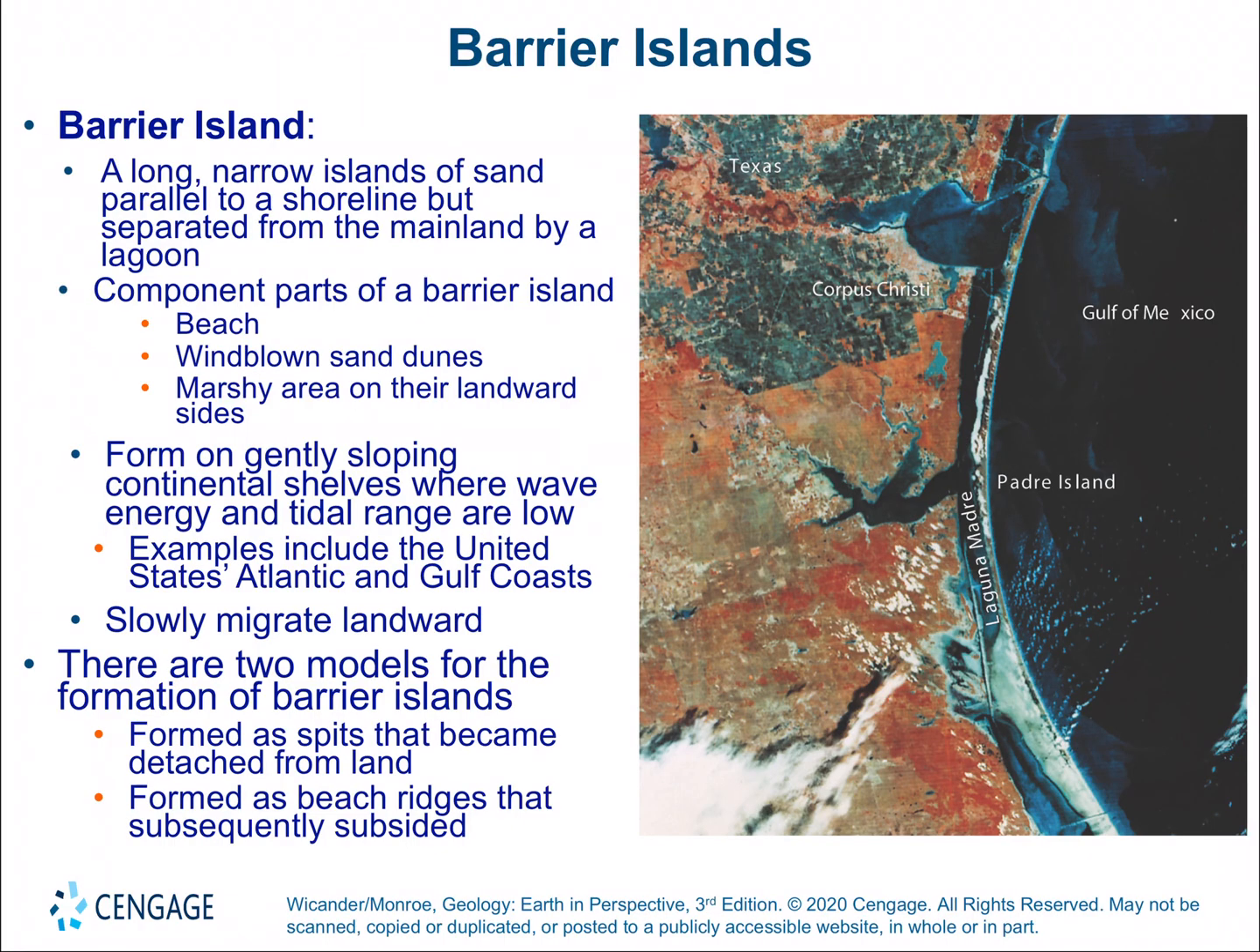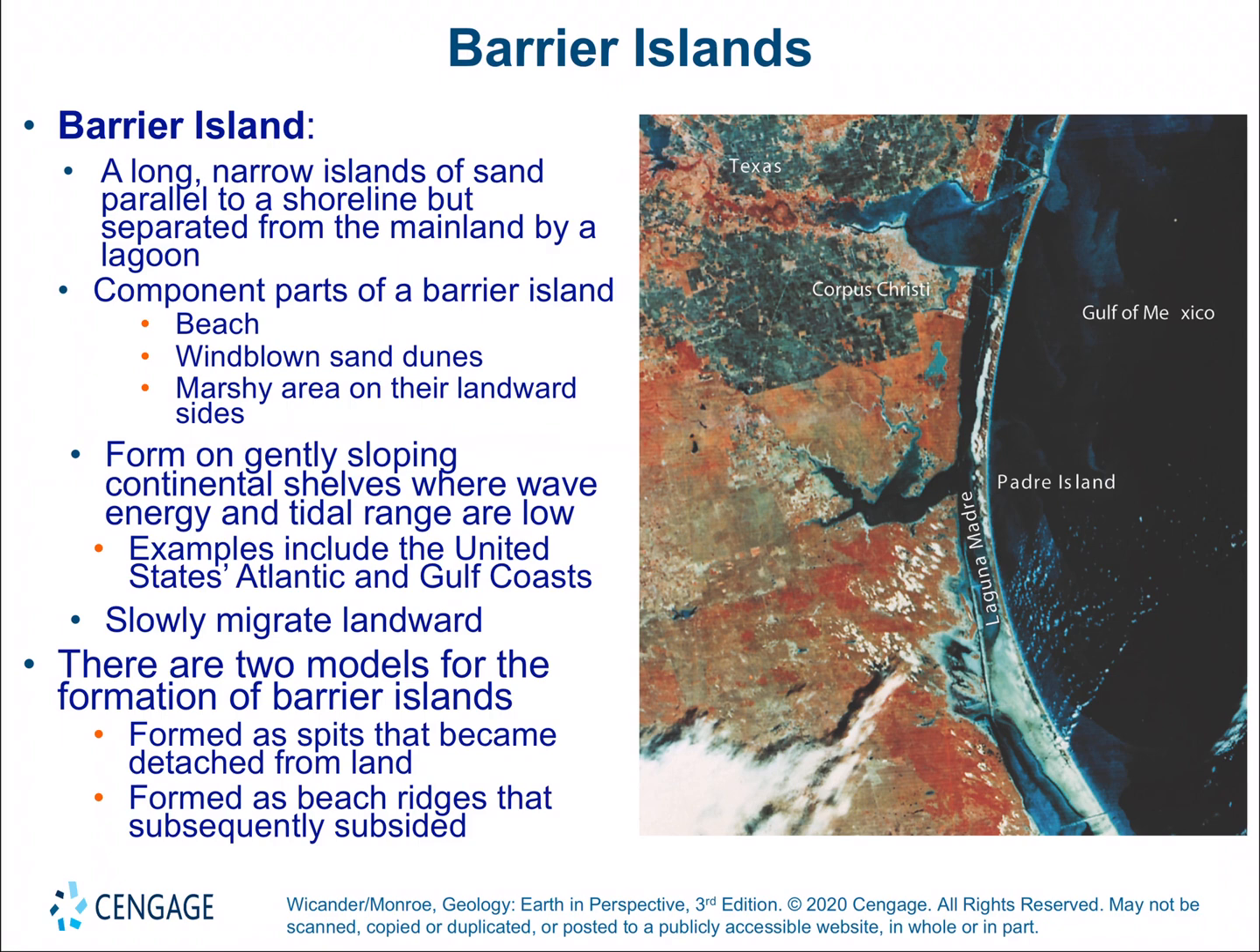You might also have a barrier island. So a barrier island is a long, narrow island of sand. It parallels the shoreline, but it's separated from the mainland by a lagoon. And you can see this figure is a view from space of the barrier islands along the Gulf Coast of Texas. So the components of your barrier island, you will have a beach, you will have wind-blown sand dunes, and you will have a marshy area on their landward side.